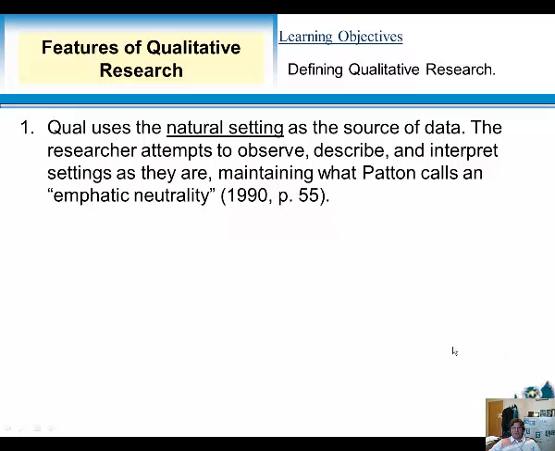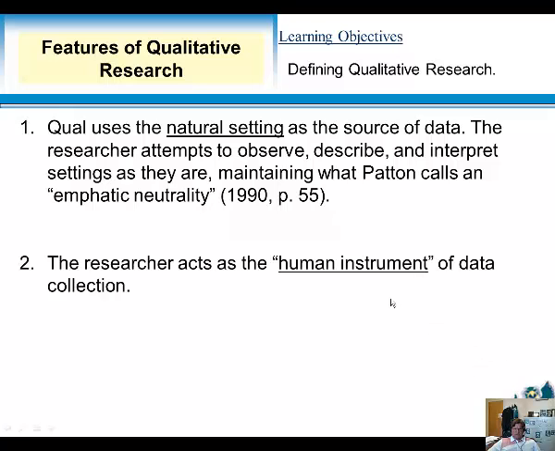So what Patton is referring to there with this empathic neutrality is that even though the researcher is embedded in the natural setting, they remain neutral to avoid any kind of bias. Feature number 2.